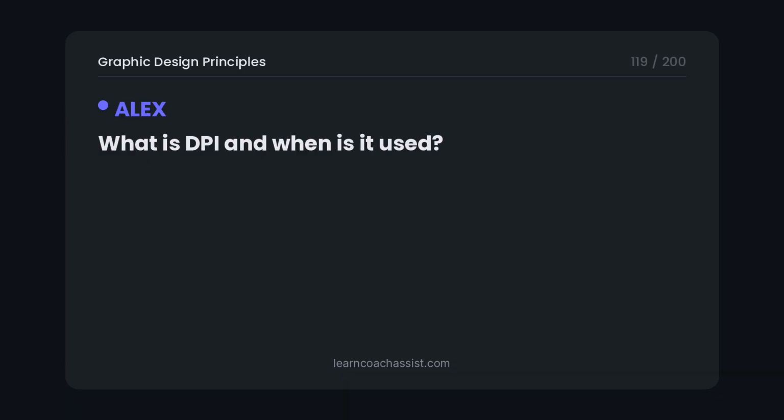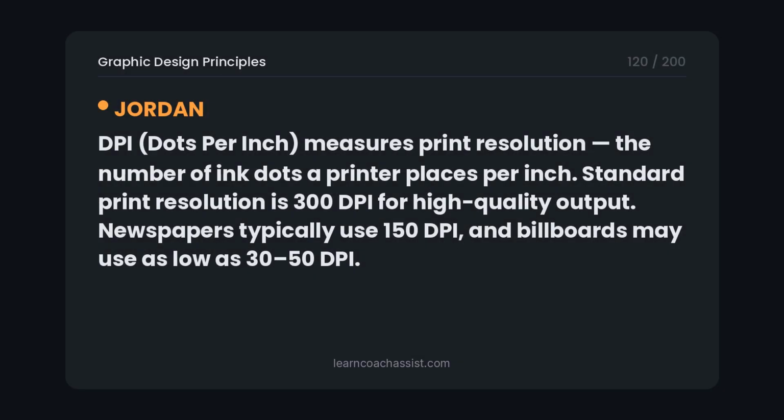What is DPI and when is it used? DPI, dots per inch, measures print resolution, the number of ink dots a printer places per inch. Standard print resolution is 300 dpi for high-quality output. Newspapers typically use 150 dpi, and billboards may use as low as 30 to 50 dpi.